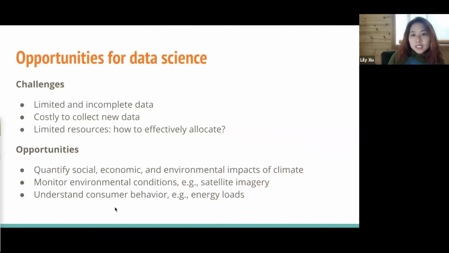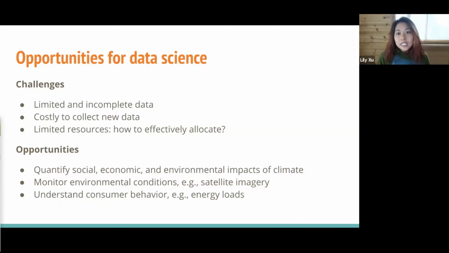So we're going to be discussing a few projects related to other things we've discussed as a working group or things that our working group members have worked on. But we want to highlight throughout this that there are many opportunities for data science. So the challenges in these environmental domains is that we have limited and incomplete data. It's often costly to collect new data. And we also have limited resources. So we have to figure out how to effectively allocate these limited resources.